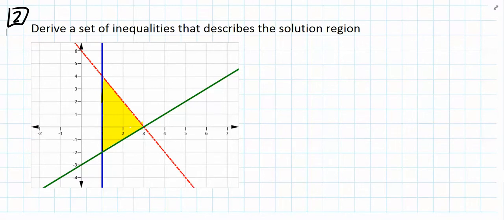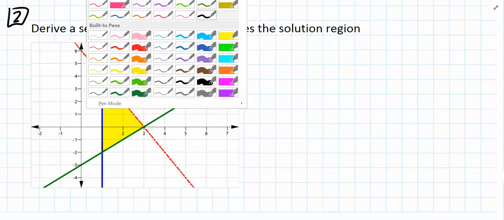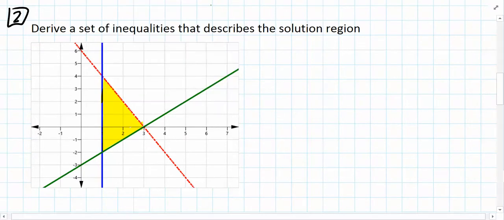Can you tell me the equation for the green line there? Y is greater than or equal to x minus 3. No, I just want the equation of that line. Y equals x minus 3. What's the slope of that line? The slope is 1, and the y-intercept is negative 3.